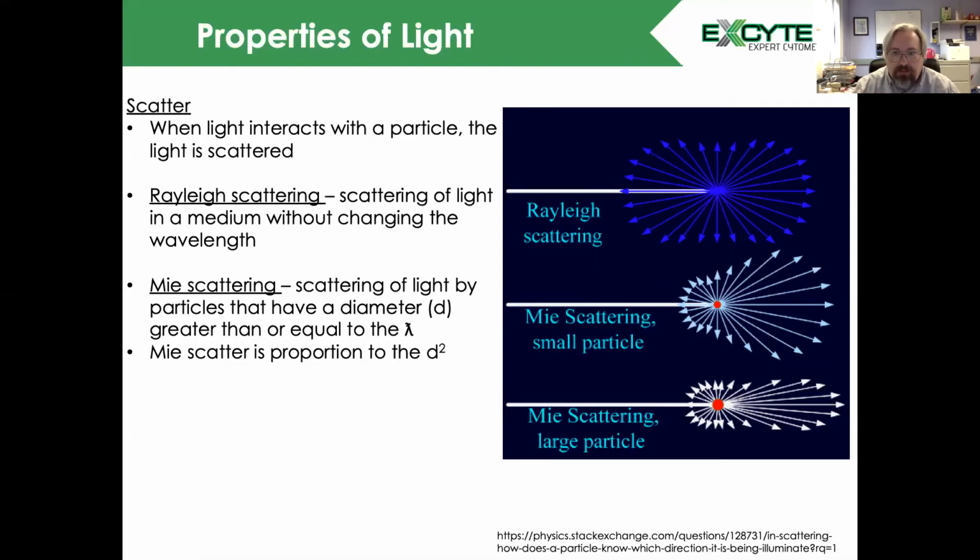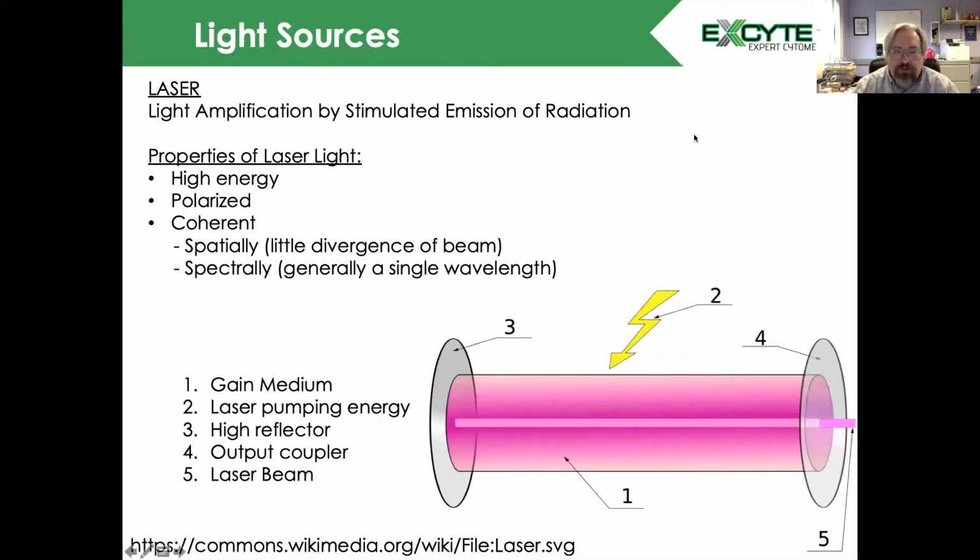Next, we should think about our light sources. Predominantly, our systems are using lasers, or light amplification by stimulated emission of radiation. Laser light has several properties. It's high energy, which is good, polarized, and it's coherent, both spatially, which means there's little divergence of the beam, and spectrally, which means it's usually of a single wavelength. Here's an idealized laser. Energy pumps the laser in the gain medium. The molecules in this medium get excited, and they start emitting their own photons. Those excite other molecules, and that process continues until energy is of sufficient power to escape through this output coupler here, typically a half reflector mirror.